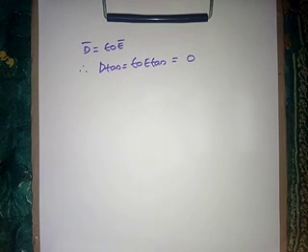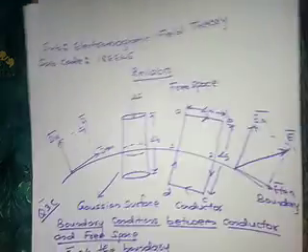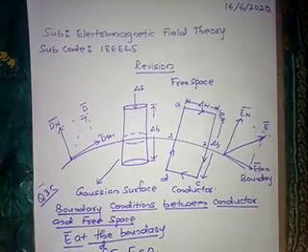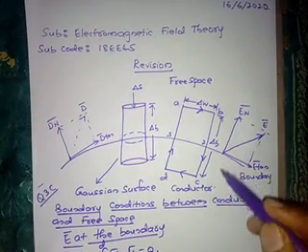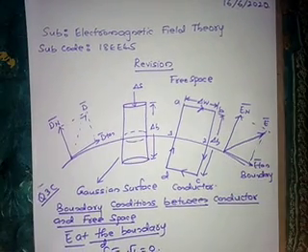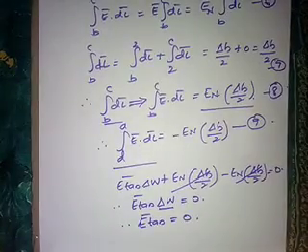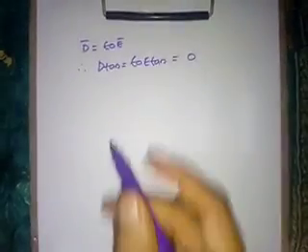Fine, students. So here we have gone through the boundary condition between conductor and free space, considering the closed path A, B, C, D, A, and we have finally arrived at the equation E tan bar equal to 0, and then D tan bar is equal to 0.